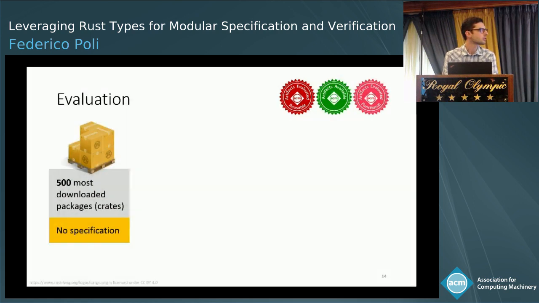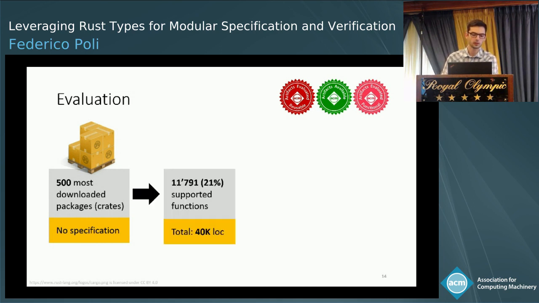In the first evaluation, we took the 500 most downloaded packages from the official Rust package manager, crates.io, and without adding any additional annotation, so without adding a contract, we filtered those functions that are supported by our tool, so roughly 20%, and we ended up having something like 40,000 lines of code.